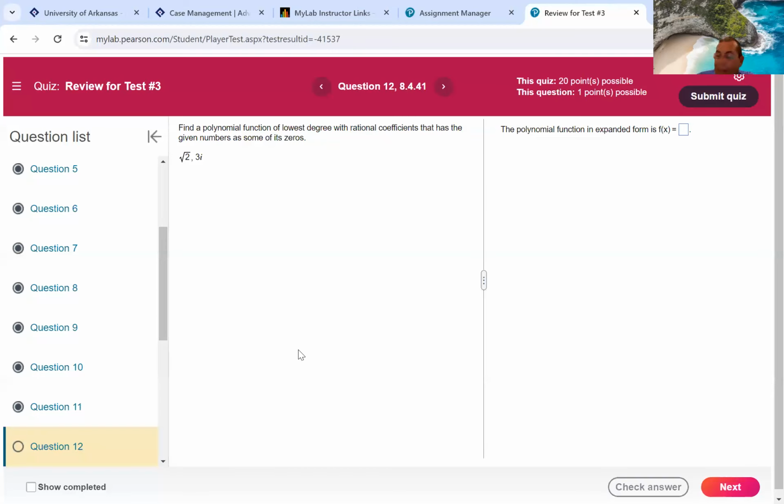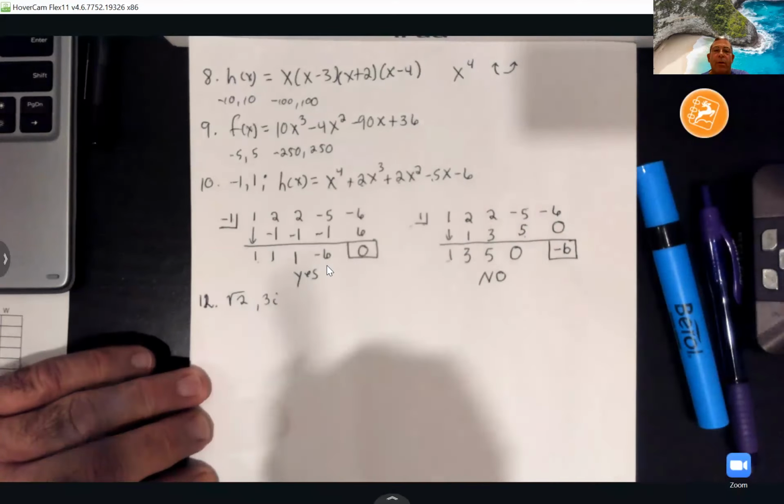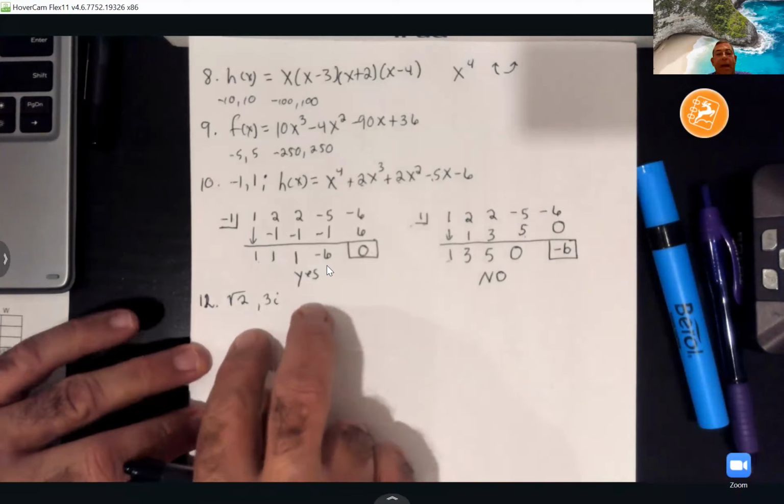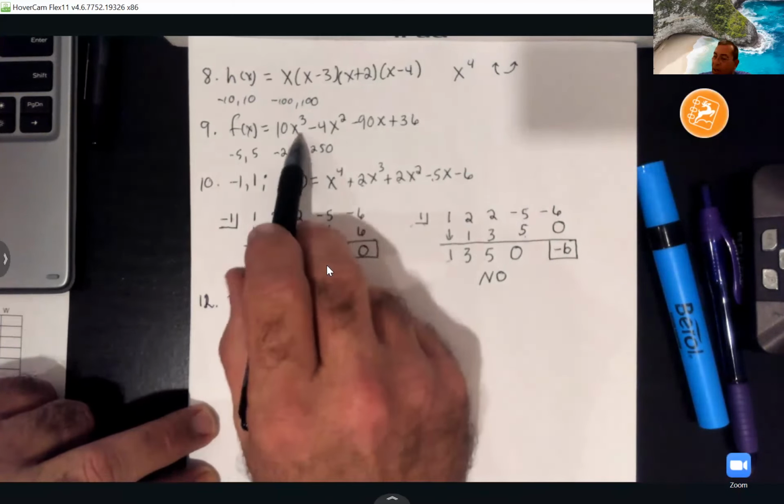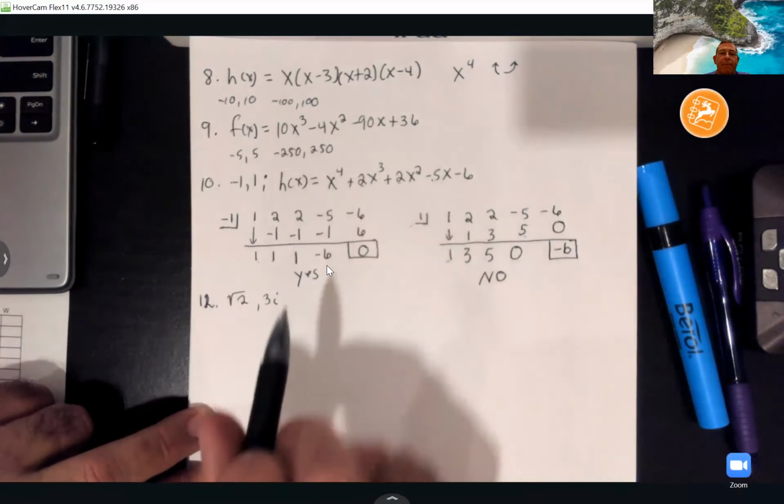All right, y'all, let me write this one down for number 12. So I got a square root of 2 and a 3i. So this one, they actually want me to find a polynomial function of lowest degree that has these two numbers as some of its zeros. So we're going to go to the pad for this one because they don't want me to just give the 2 other zeros. They want me to find that whole polynomial. This is where we had the FOIL, and we'll end up with something like this when we're done, okay?